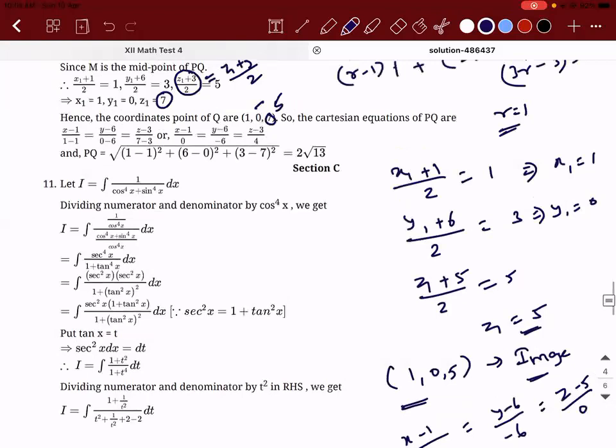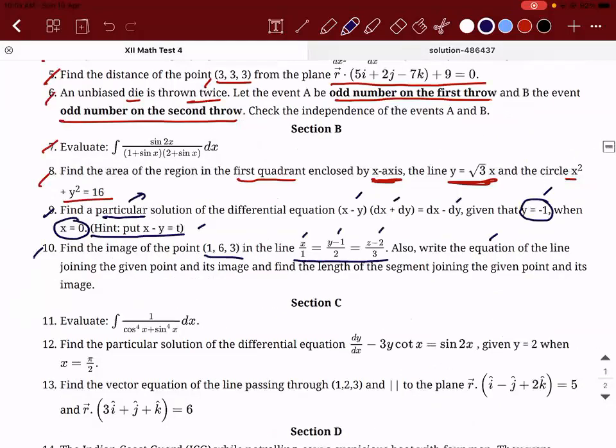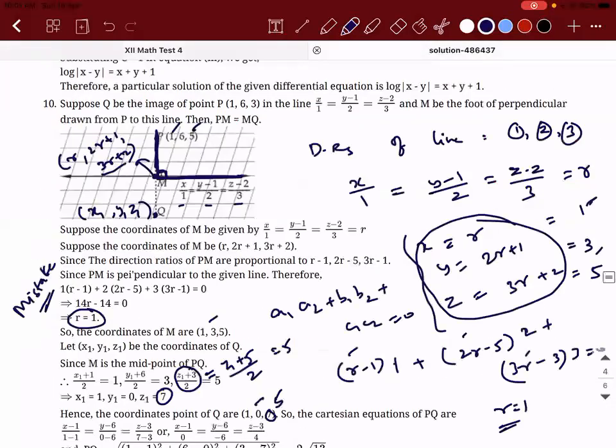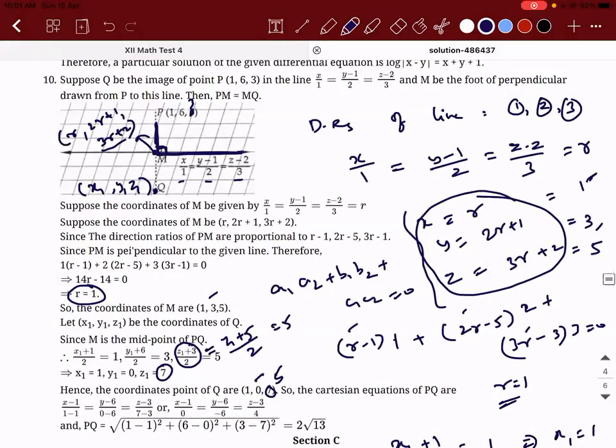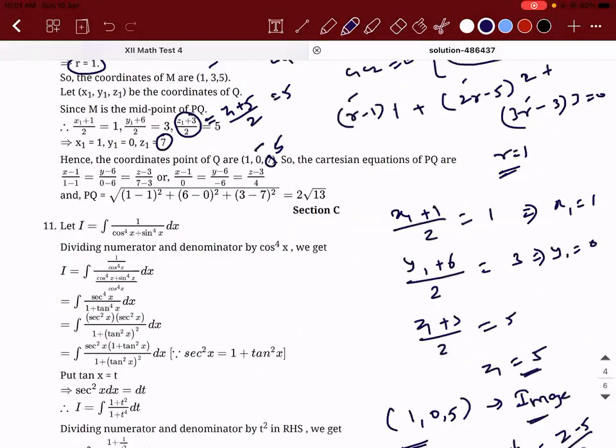Oh, sorry. It's a printing mistake. Here they have given it as 3, but in the solution they gave it as 5. So it's right only. No mistake. The only thing that needs to be corrected is that here it is 3. When this is 3, then what am I going to get? z1 plus 3 divided by 2 is equal to 5. So z1 is equal to 7. So the image is 1, 0, 7.